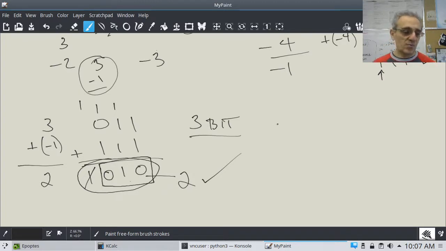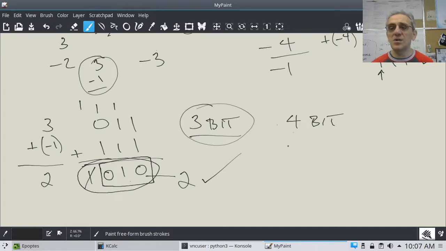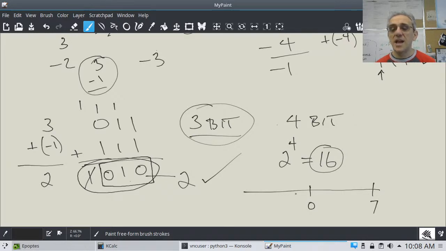So that's pretty cool. What I'd like you guys to do now is, instead of having a 3-bit system, can you create a 4-bit system? So how many numbers can you possibly have? If you have a 4-bit system, you can have 2 to the power of 4, which is 16. You can have half of them positive, half of them negative. So on the number line, you're going to go from 0 to 8 positive numbers starting from 0. Why 8? Because 8 is half of 16. So you're going to go all the way up to 7. So there's 8 positive numbers, and then 8 negative numbers, you're going to go all the way to negative 8.